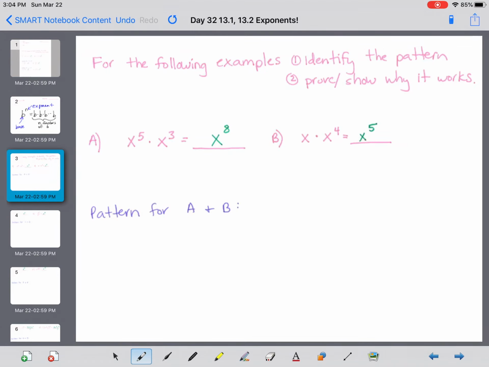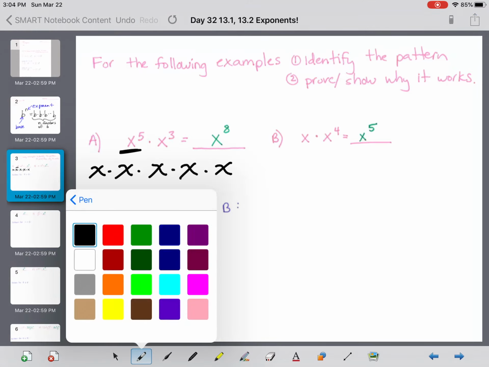All right, so for each of these examples, what I want you to do is identify the pattern, and I want you to prove and show why it's going to work. So for example, I'm going to tell you that x to the 5th times x to the 3rd is going to be equal to x to the 8th. So let's take a look at what x to the 5th is actually going to look like. If I were to take the time to write out x to the 5th, I'm going to have a total of 5 factors of x.